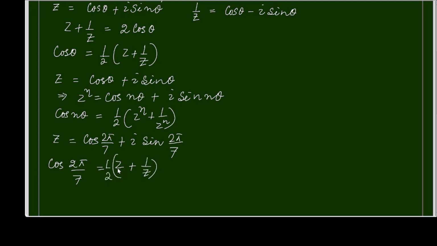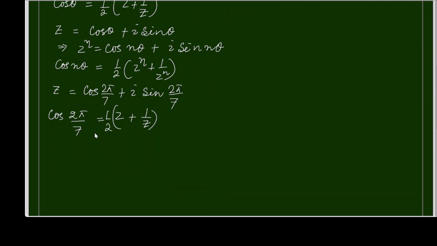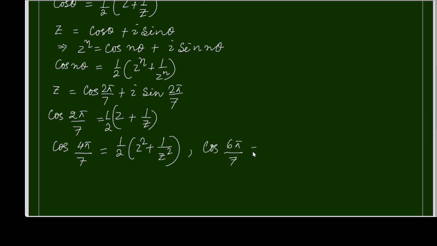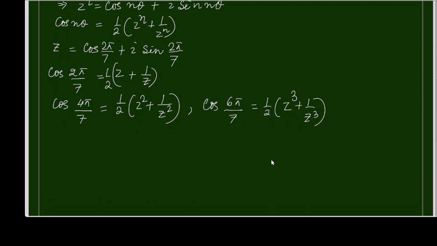then cos 2 pi by 7 equals half of z plus 1 by z. So what about this cos 4 pi by 7? Cos 4 pi by 7 will be half of z square plus 1 by z square, because 4 pi by 7 is double of 2 pi by 7. And cos 6 pi by 7 equals half of z cube plus 1 by z cube. It is 3 times of 2 pi over 7, so here the z power will be 3.